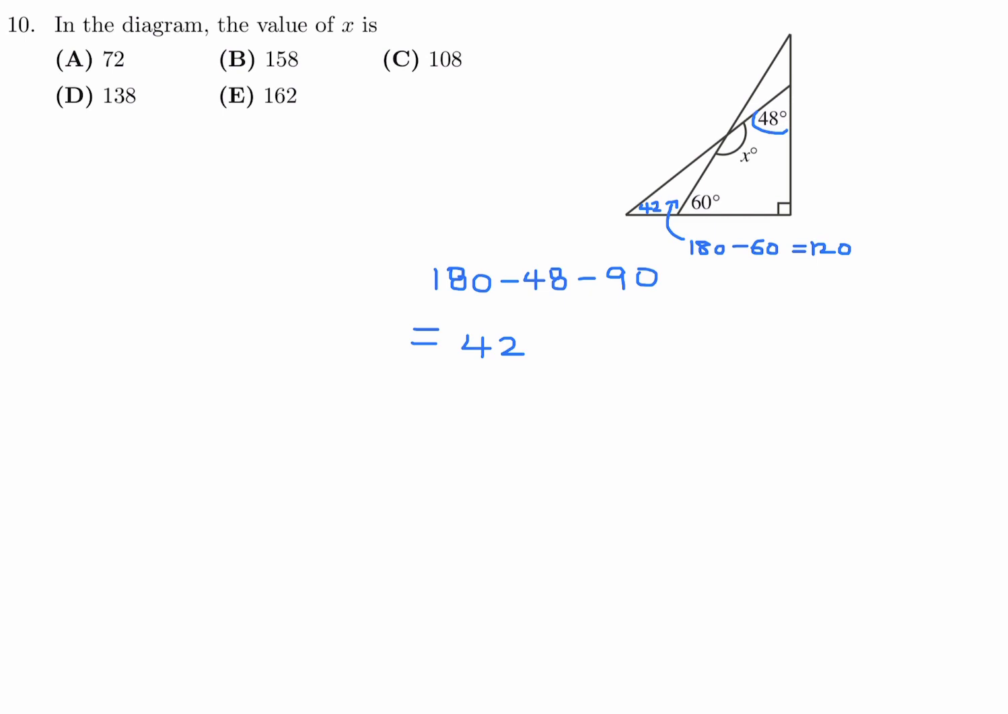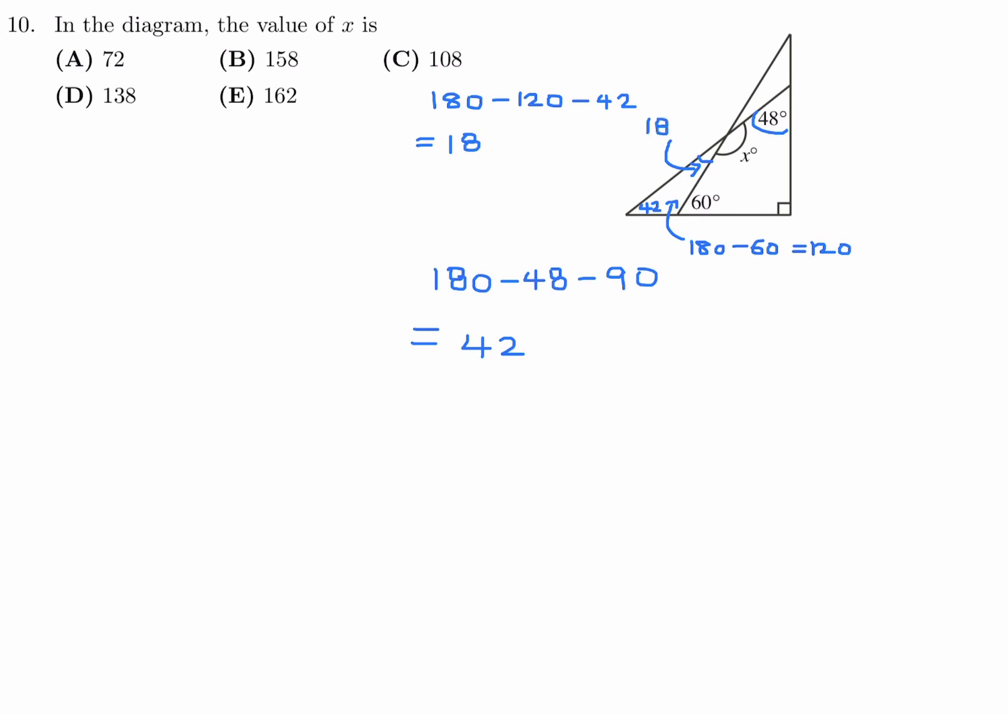And then finally, this angle in here, we can get because we know this is 42, this is 120, and the sum of the angles of a triangle are 180. So that means it's 180 minus 120 minus 42. And if you do that, you get 18. So that little angle is 18.